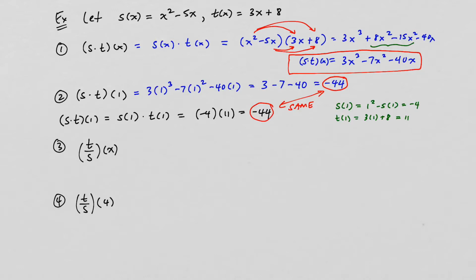All right, for our next example, we would like to find t divided by s of x. We know by definition this is t of x divided by s of x. And we know that t of x is 3x plus 8, divided by s of x, which is x squared minus 5x. You could leave it like this. However, I'm going to simplify the denominator by factoring. So we know that x squared minus 5x is x times x minus 5.